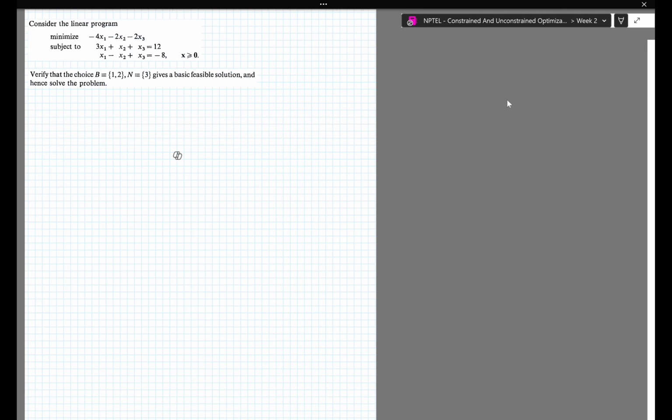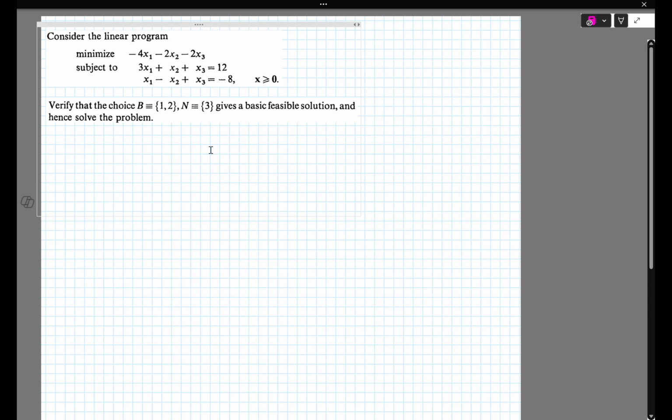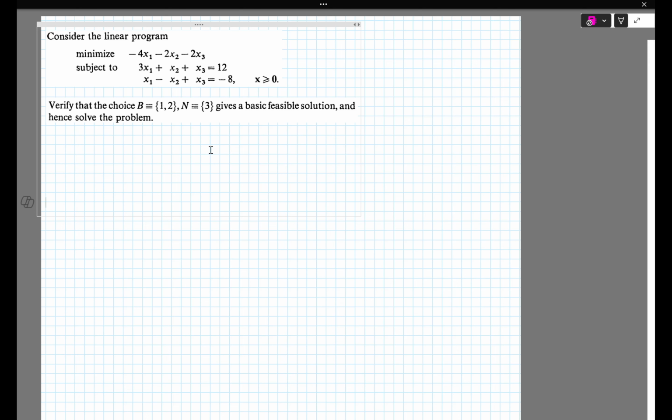So let me look at some other question. We have some LP, and they're asking us to verify that the choice B equal to {1, 2} and N equal to {3} gives a basic feasible solution, and hence solve the problem. How will we do this?